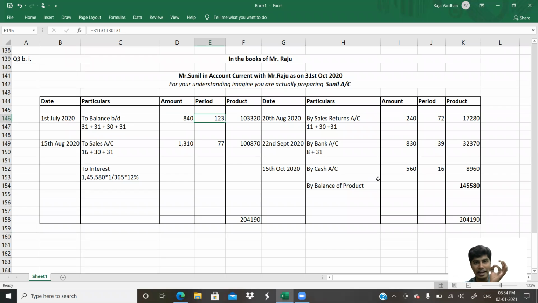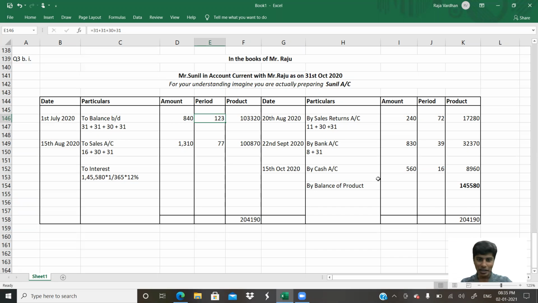I would have to do 840 multiplied by 123 by 365 into 12%. That is what I'm supposed to do. You get that? So in order to do that, I would have to do 123 by 365, 77 by 365, 72 by 365, 39 by 365, 16 by 360, so many times.